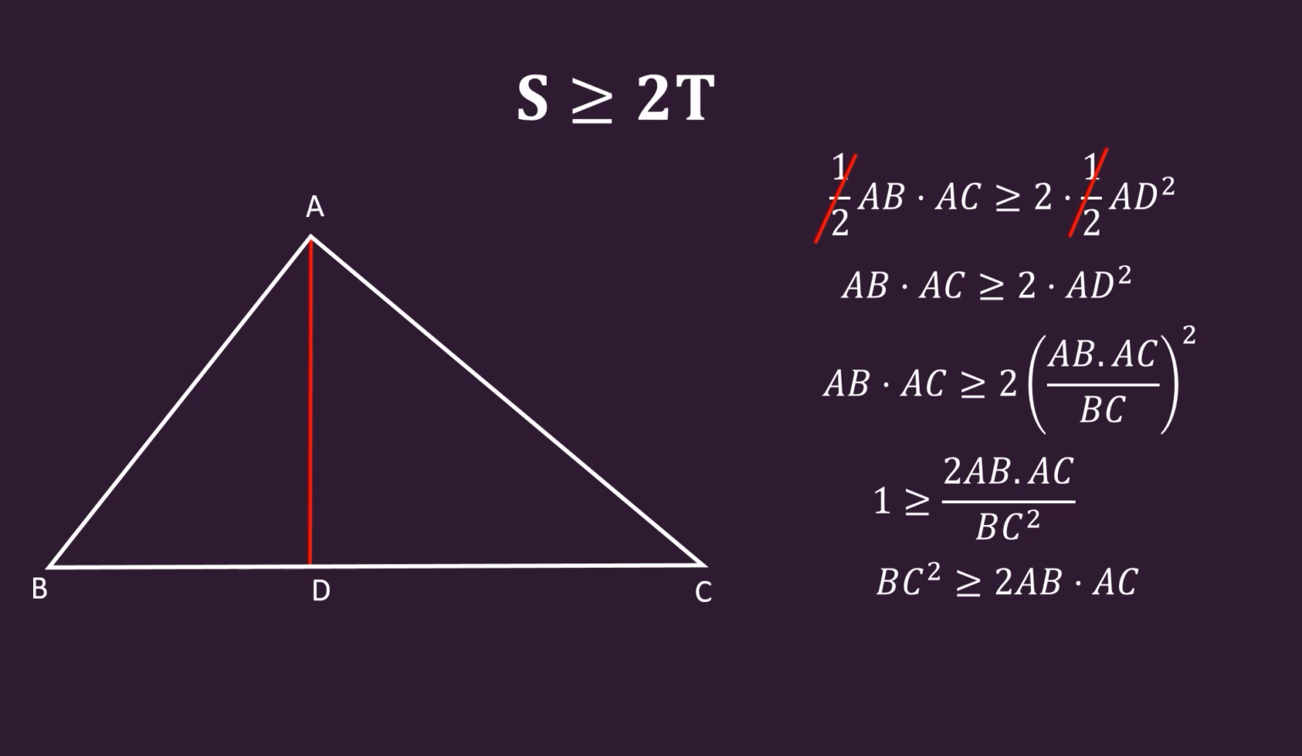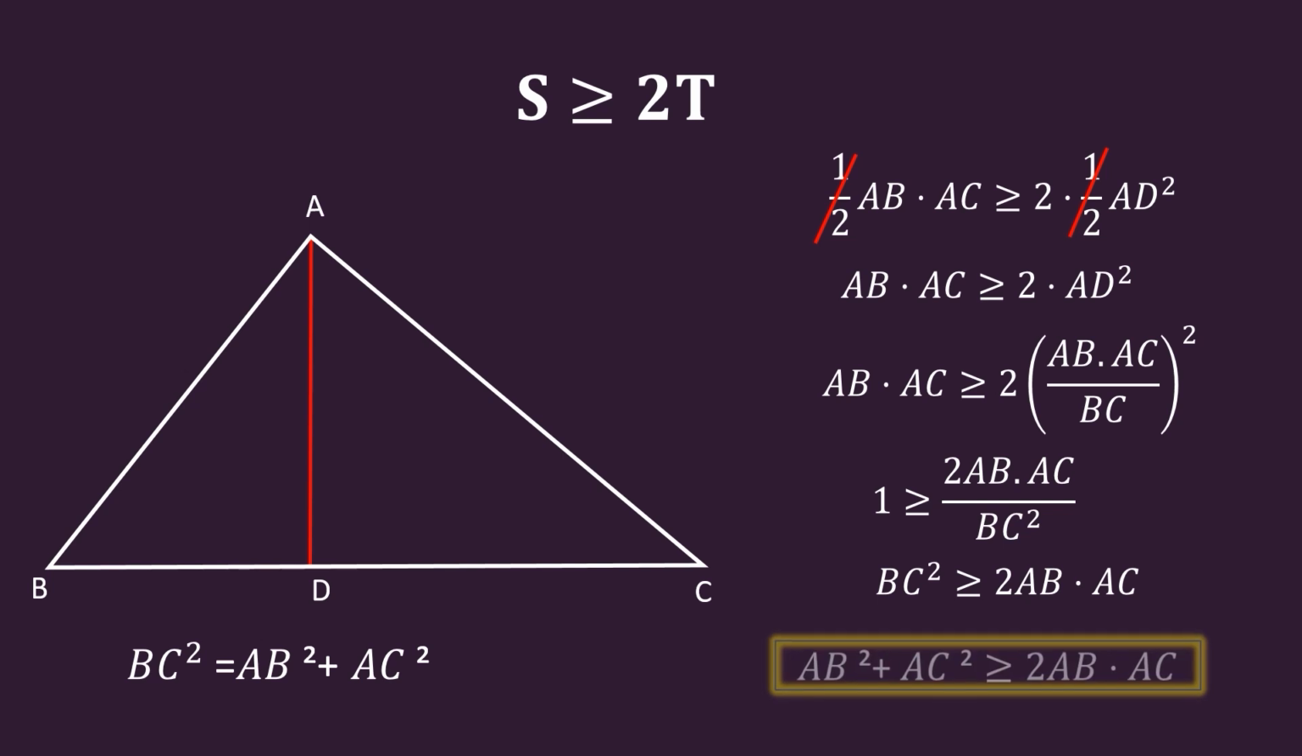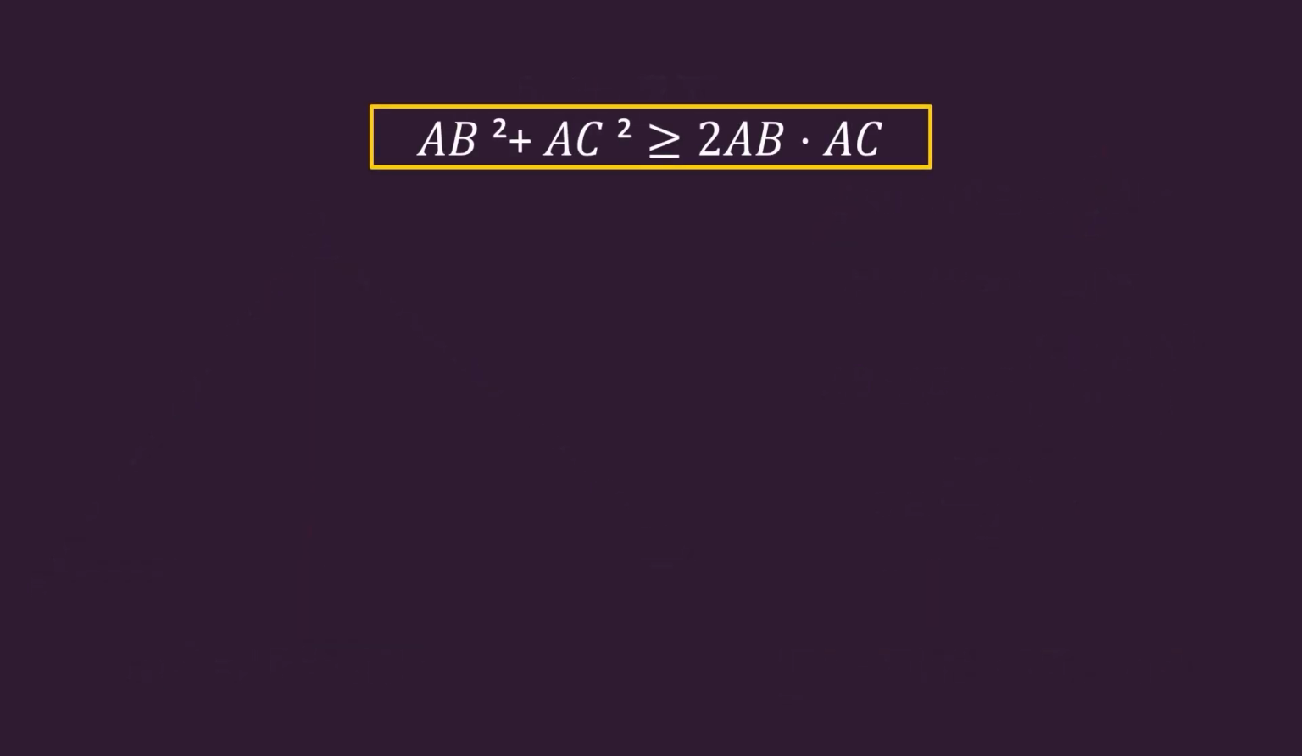And here's the beautiful final step. We know from the Pythagorean theorem that BC squared equals AB squared plus AC squared. Let's plug that in. AB squared plus AC squared is greater than or equal to 2 times AB times AC. This final inequality is a famous one. You might remember it as a version of the AM-GM inequality.